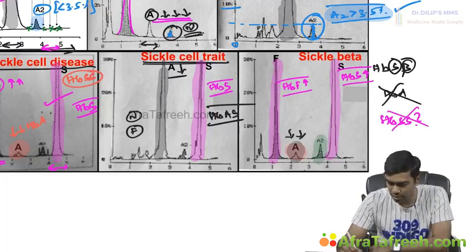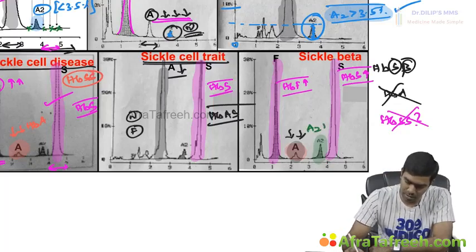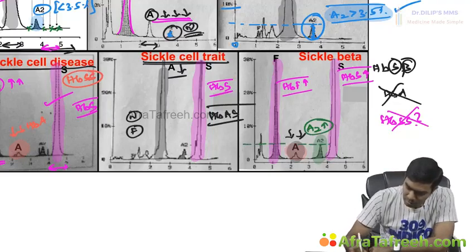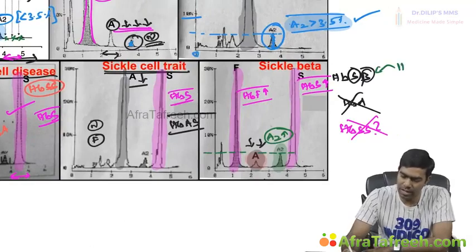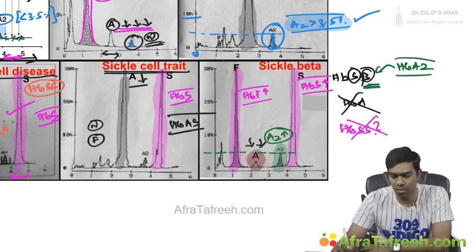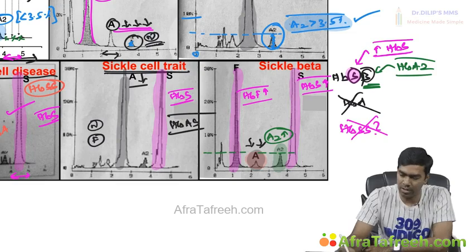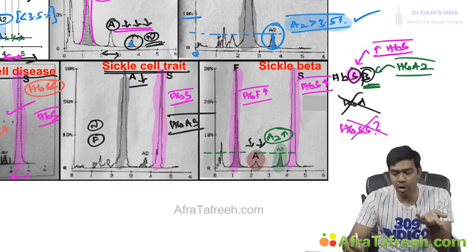Because you can see your HbA2 is also increased. It is definitely more than 5%, surely. So since HbA2 is increased, I can tell thalassemia is also coexisting. Since sickle hemoglobin is also increased, I can tell it is HbS beta. So this is a compound heterozygote. This is sickle beta variant.